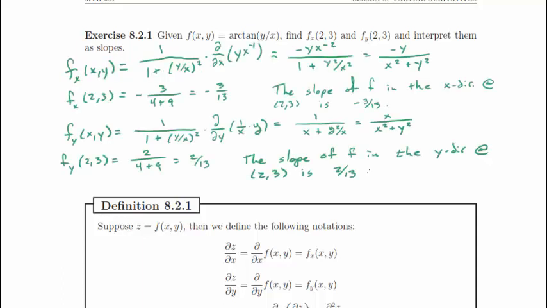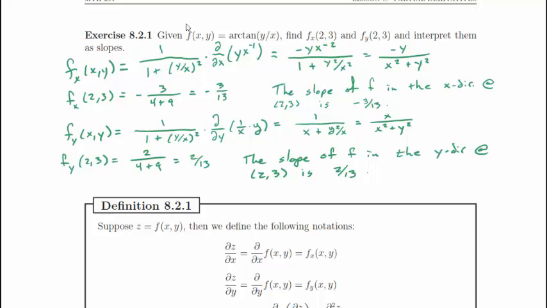All right, and we're back. So let's just run through the calculations here. Exercise 8.2.1, given f of x comma y equals the arctangent of y divided by x. Find the partial derivative of f with respect to x of 2 comma 3 and the partial derivative of f with respect to y of 2 comma 3, and interpret them as slopes.